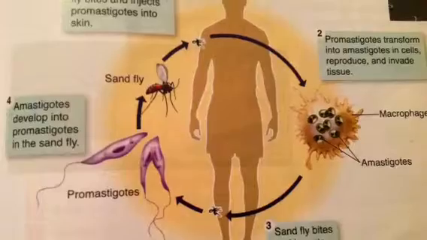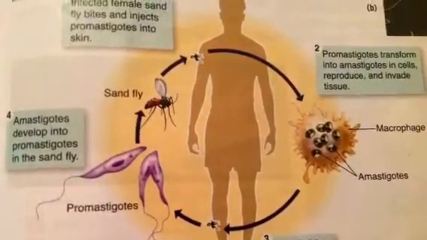The spread of this disease is a constant cycle. First, promastigotes are released into the skin through the sandfly bite. They then transform into amastigotes inside the human body, invade the macrophages, and replicate through binary fission. Amastigotes are finally taken up from the blood of the infected host when a new female sandfly bites. These amastigotes develop in the sandfly into promastigotes, and the cycle continues as it originally began.